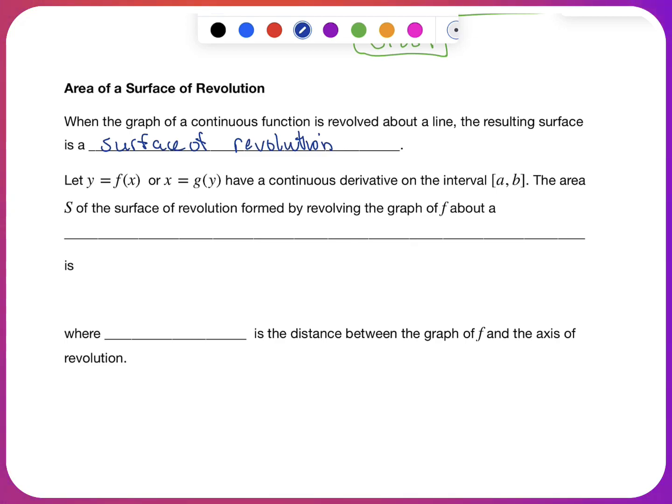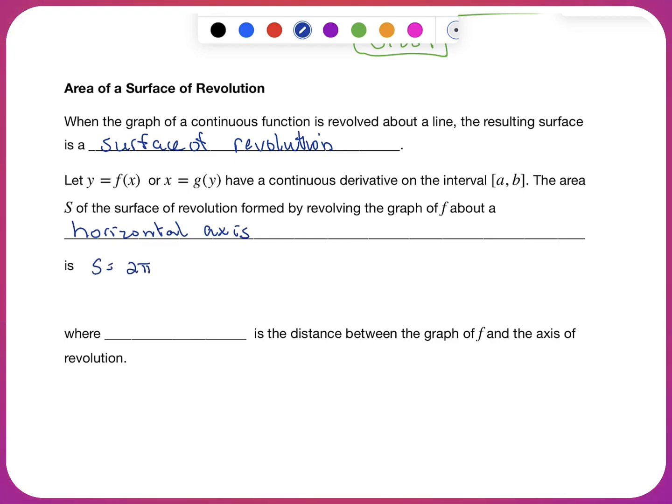To do that, basically we're going to find the length of the surface using arc length, and we're going to use that arc length in our formula. First, you have to look at the area of the surface S, big S, of the surface of revolution formed by revolving the graph of f about either the horizontal axis or a vertical axis. So we're going to be working either horizontally or vertically.